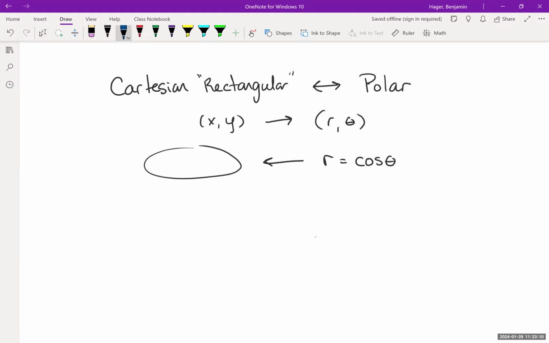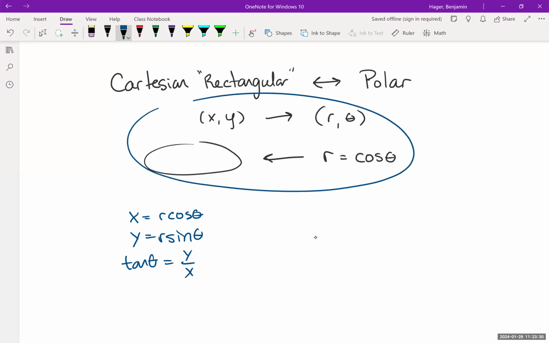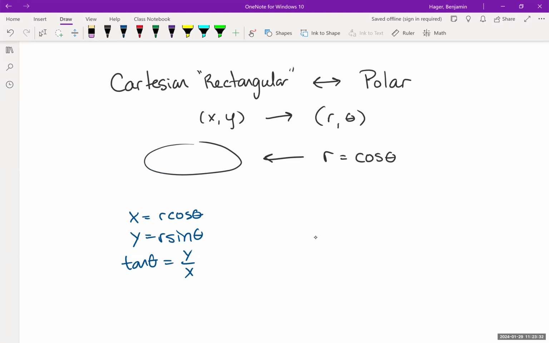A lot of times books will tell you, okay, here are the formulas you need to know. x is equal to r cosine theta, y equals r sine theta, tangent of theta is equal to y over x. And that's all absolutely true. And that's all incredibly helpful for doing these conversions. Those are the tools we need.